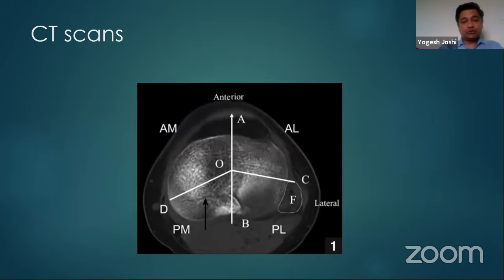So these are the corridors. You can draw these corridors on the CT scan axial slices, and this is neatly drawn. So you can see that there is a posteromedial fracture. And this fracture can easily be approached by a posteromedial approach so that we can fix it for this patient. And that is the importance of having a CT scan.